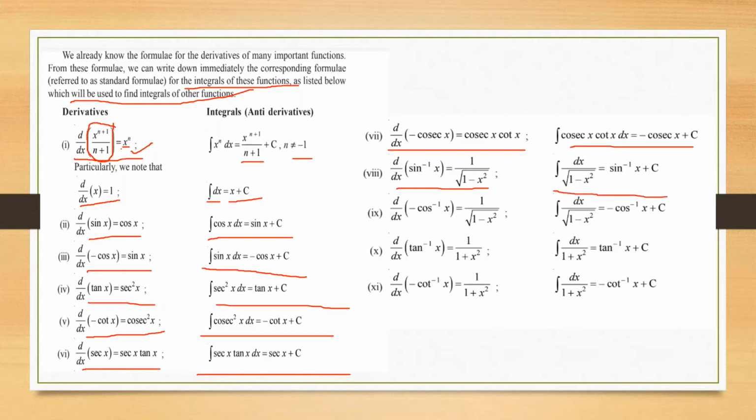Now d/dx of minus cos inverse x is 1 upon root 1 minus x square, so this is the same function. Okay, if in terms of sine inverse, it can be written as sine inverse x, or it will become minus cos inverse x plus c. And d/dx of tan inverse x is 1 upon 1 plus x square, so integral of 1 upon 1 plus x square is tan inverse x plus c. Similarly, d/dx of minus cot inverse x is 1 upon 1 plus x square, so integral of 1 upon 1 plus x square is minus cot inverse x plus c.